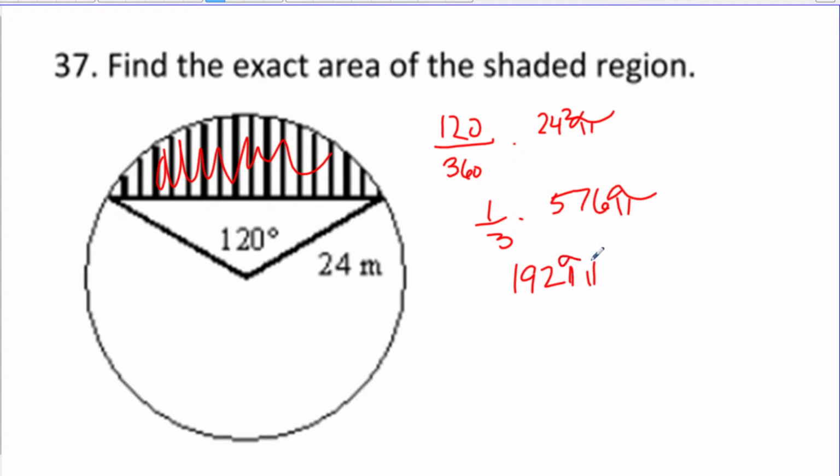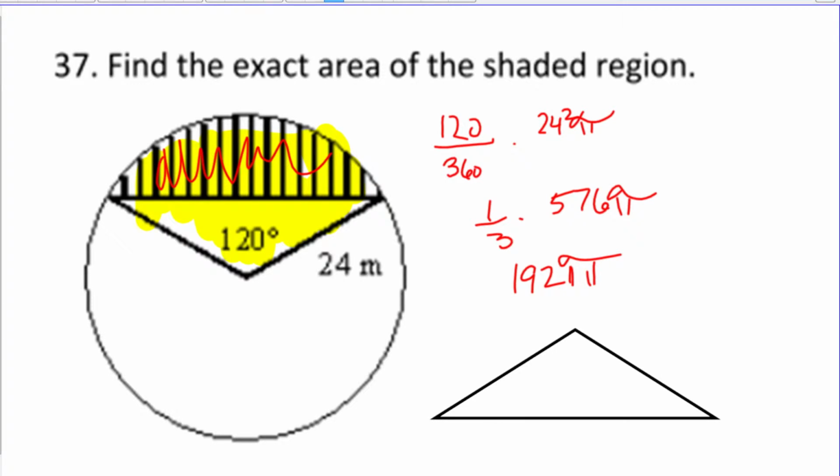And so if I shade all that in, what we just found is the area of basically all of this, right? The shaded region and the triangle all together. So what we want to do now is we want to subtract off this triangle with the 120 at the top, because that's not actually a part of the shaded region. So I'm going to draw the triangle so we can label it. And this has a 120 at the top.